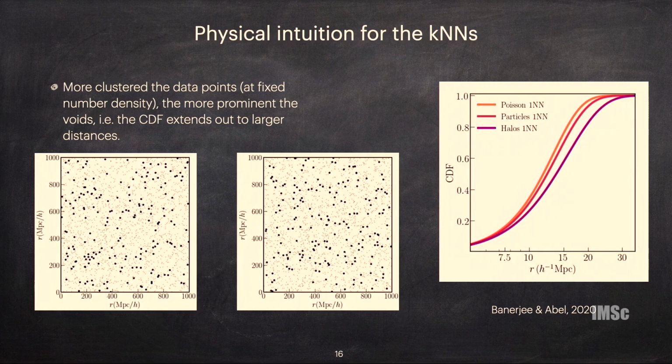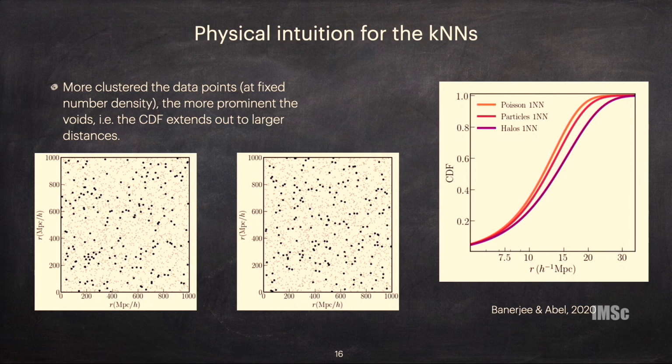So on the left and the right, I have equal numbers of points. On the right, I have just thrown the points randomly over this volume. On the left, they are actually gravitationally clustered. What is the first thing that strikes you between the two? I would say the first thing that strikes you are these empty regions, which are the voids.